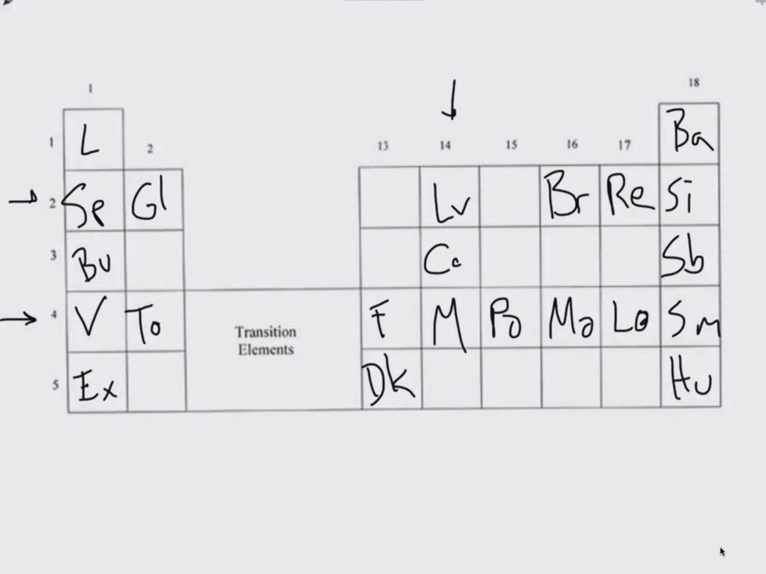Canium is used to help preserve foods in can manufacturing. That would put it down here as the element that we call tin cans.